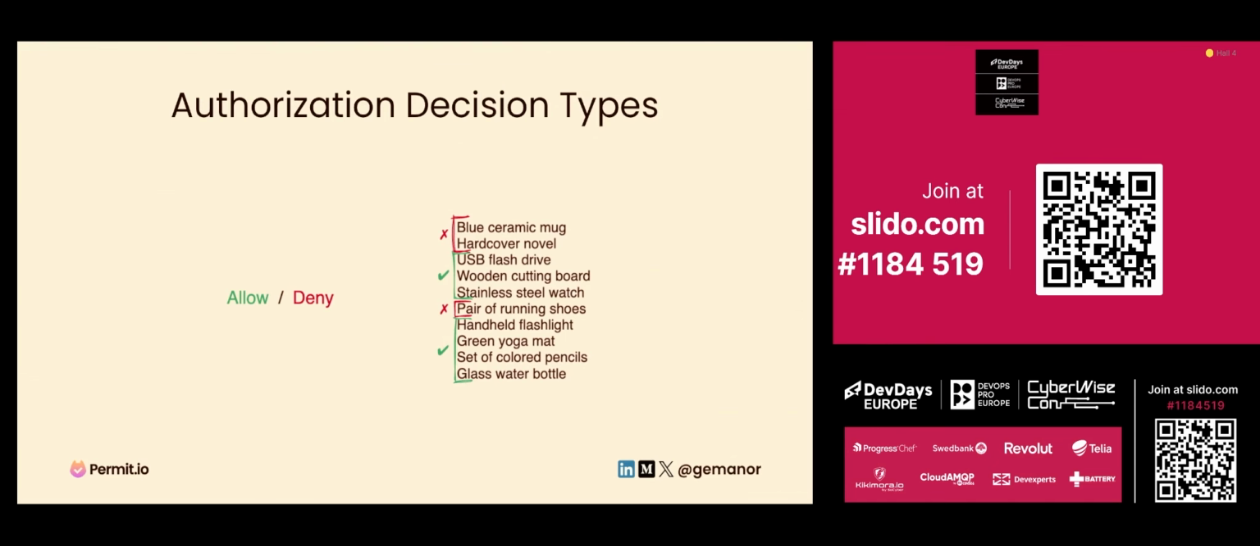Then we need to understand the decision type. Every decision type is allow or deny, but in some forms we also want to do data filtering. If we want to read a whole table in the database, we want to return what a user can or cannot read. So some authorization decisions could have more granularity than just allow or deny. Maybe it's allow or deny on a subset.